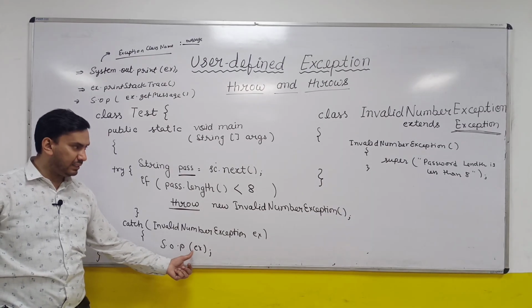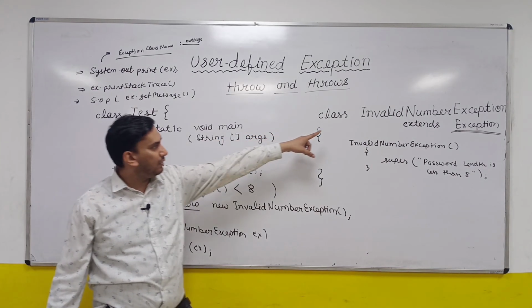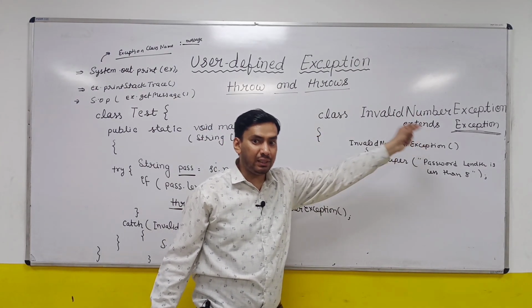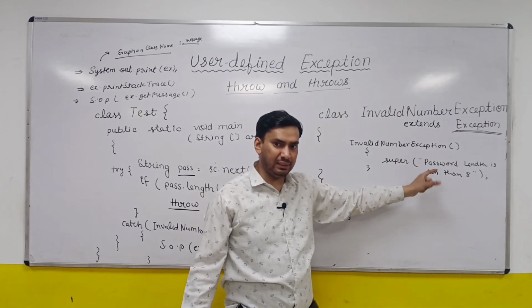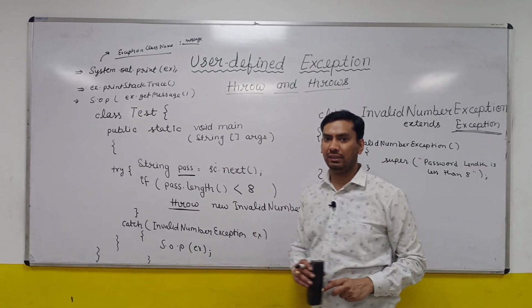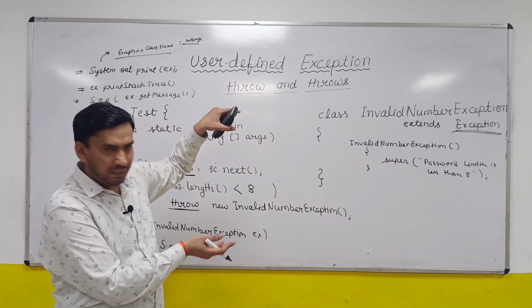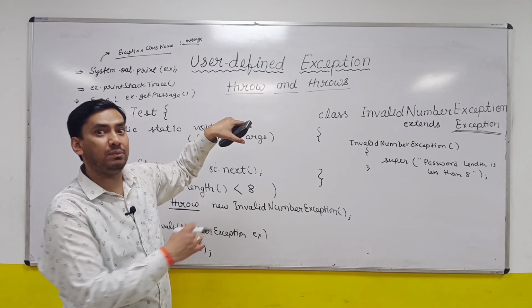If I am printing the exception object, what will it print? It will print the class name first of all, InvalidNumberException colon the message, password length is less than 8. This will be the output here. You can be asked this in an MCQ also. You have been given an exception and you will be asked what will be the output.